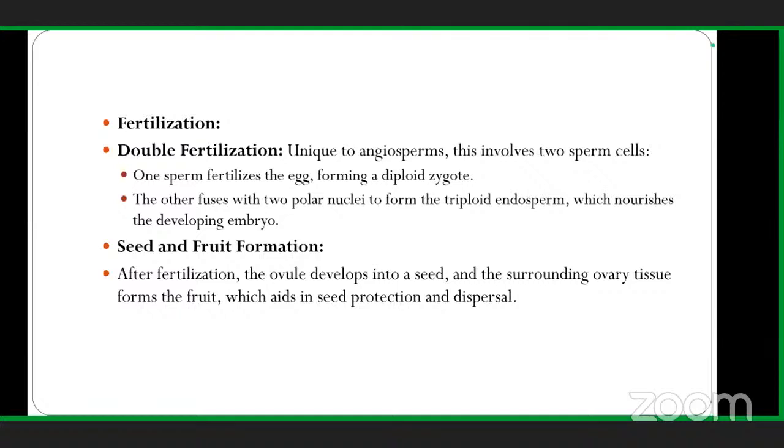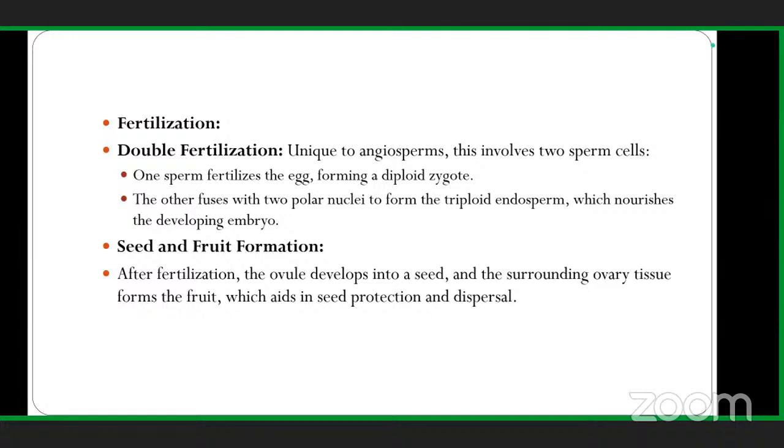Okay, now fertilization. Pollination is done. Now fertilization, which is unique to angiosperms. This involves two sperm cells. The male gamete will form two sperm cells. One sperm will fertilize the egg, forming a diploid zygote, and the other fuses with two polar nuclei to form the triploid endosperm. So what is the role of the endosperm? It nourishes the developing embryo.